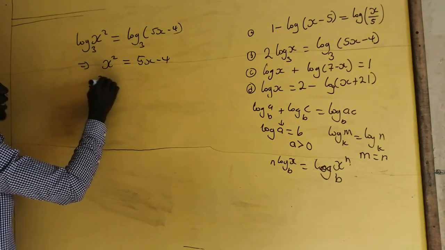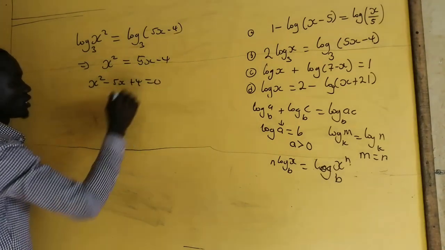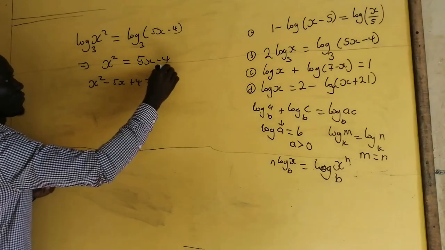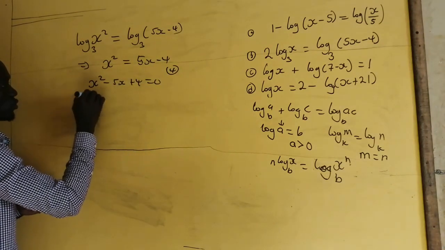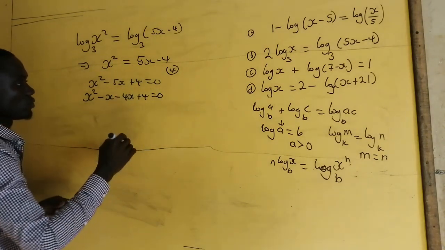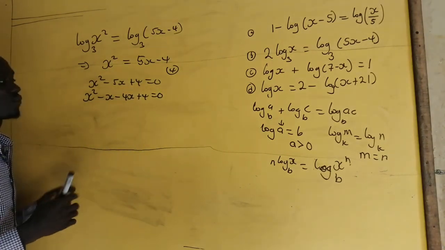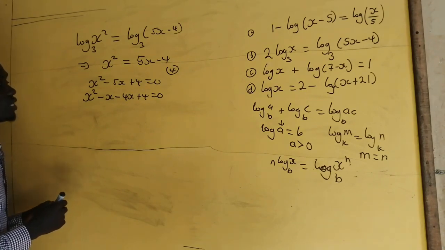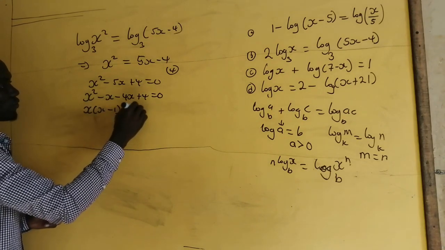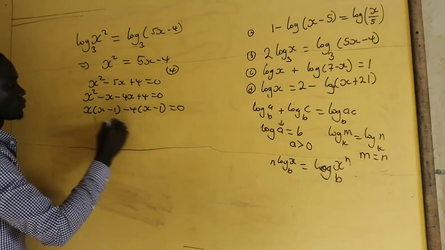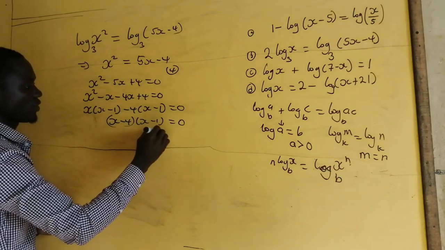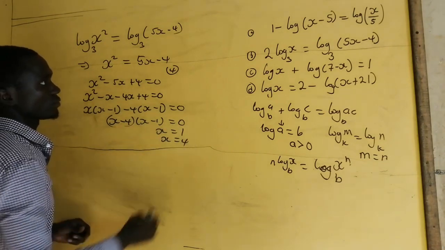So we have x squared minus 5x plus 4 equal to 0. Then find the factors of positive 4 times 1, that is positive 4, that will give us minus 5. So you have x squared minus x minus 4x plus 4 equal to 0. You can use the quadratic formula too. Here we have x times x minus 1 minus 4 times x minus 1 equal to 0, which gives us x minus 4 times x minus 1 equal to 0. We have x equal to 1, x equal to 4.